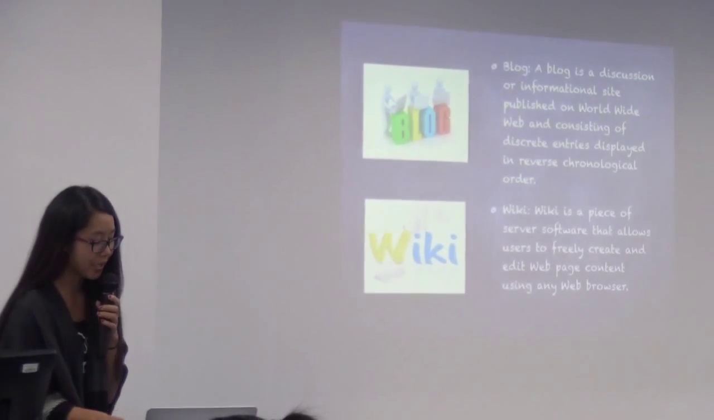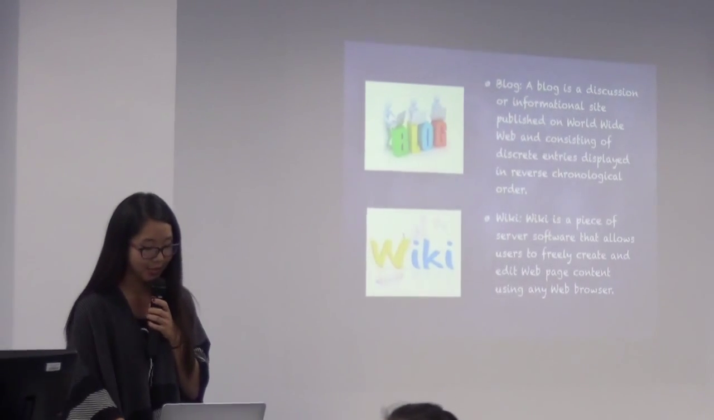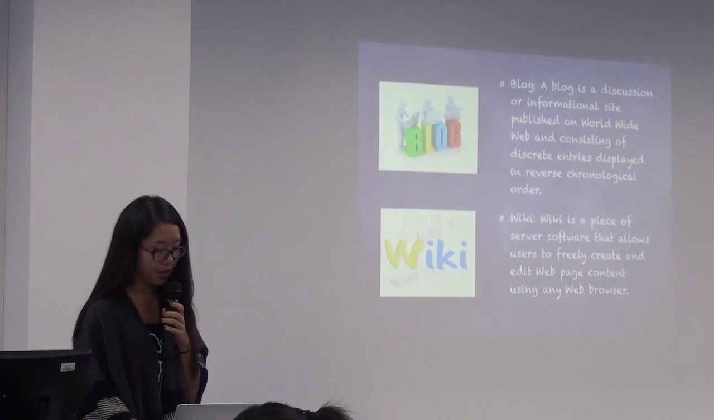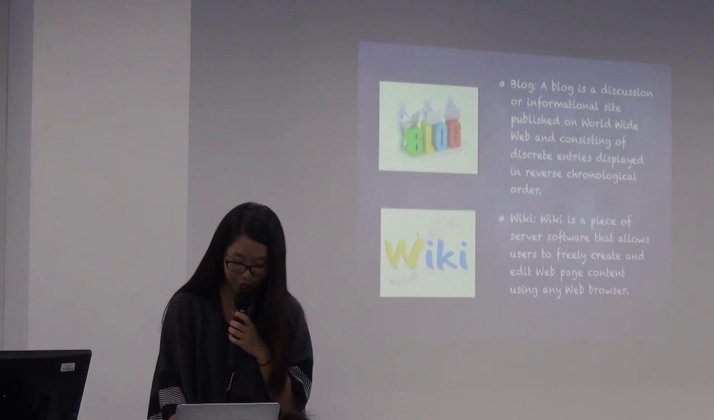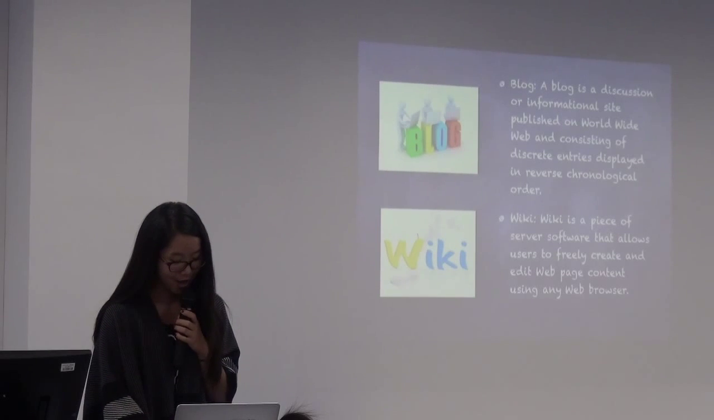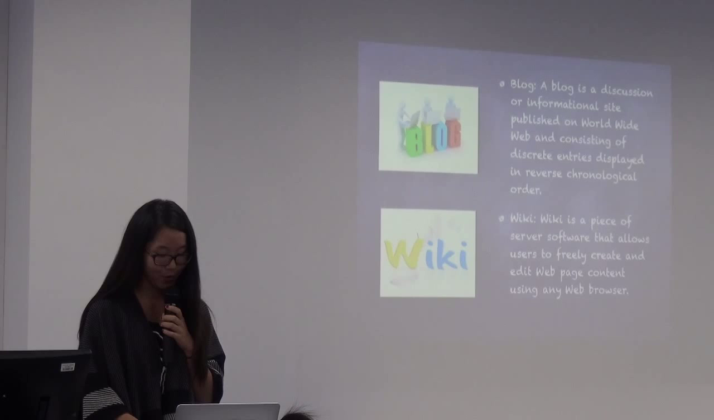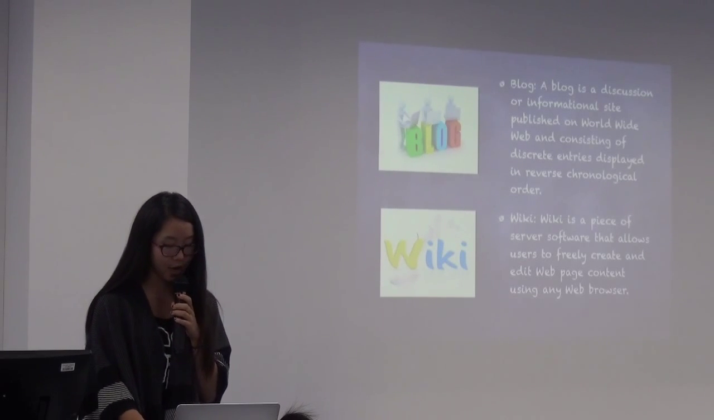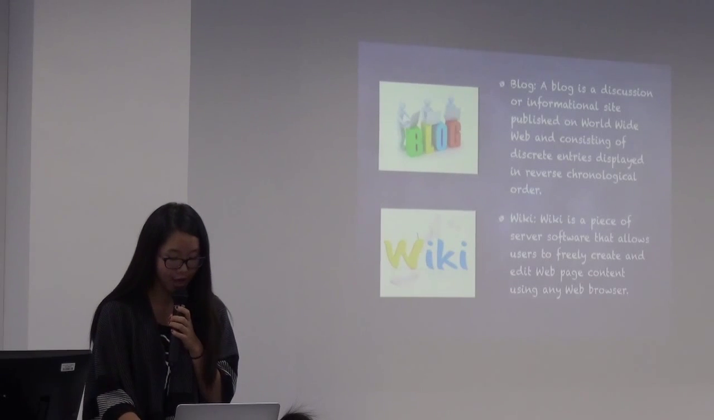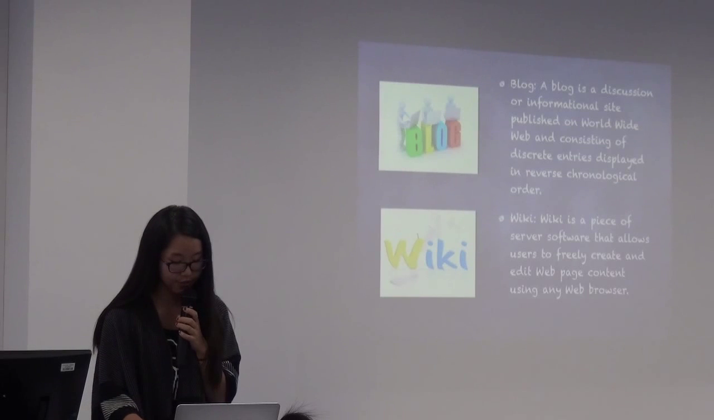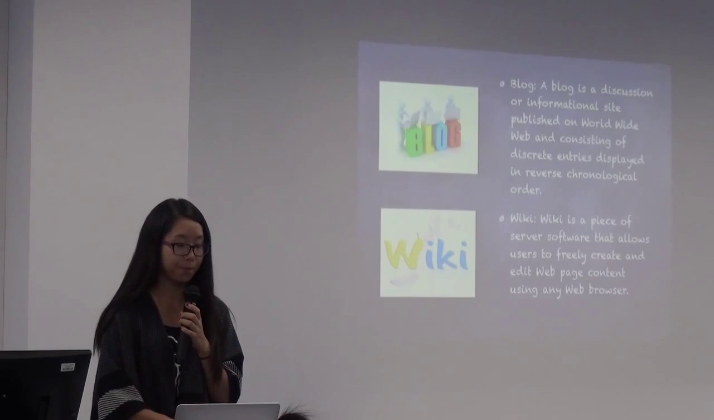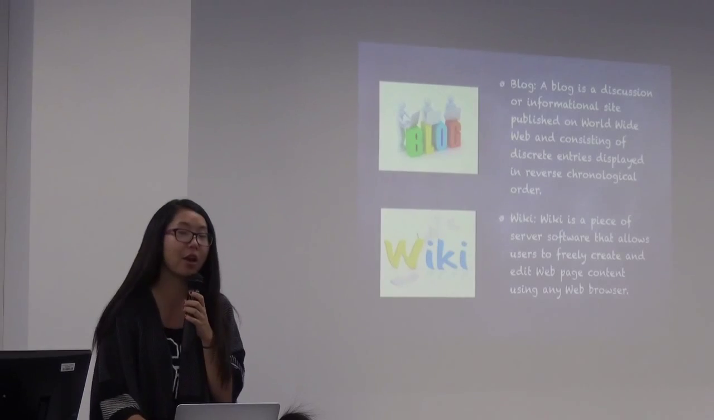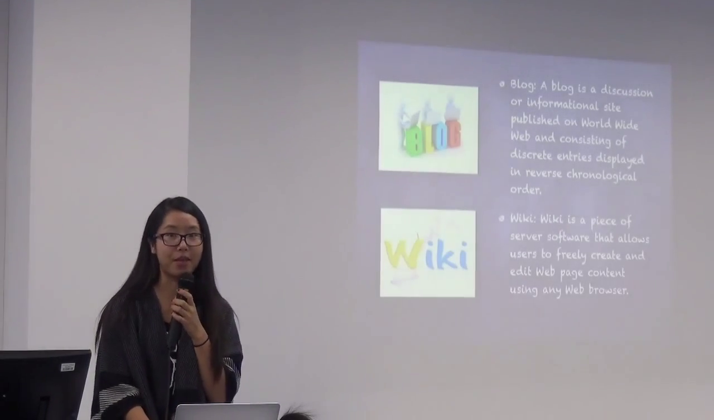Next part, what is a blog and wiki? A blog is a discussion or informational site published on the World Wide Web, consisting of entries displayed in reverse chronological order. We can post entries about our hobbies and personal experience on a blog. A wiki is a piece of server software that allows users to freely create and edit web page content using any web browser. For example, I think we all use Wikipedia for searching information.